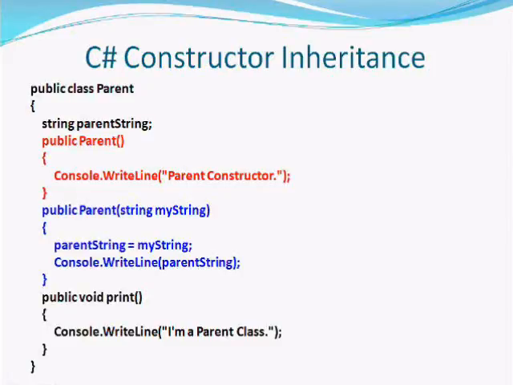C# constructor inheritance. In C#, it uses the base and this keywords to invoke each constructor in the base and derived classes. Base classes are automatically instantiated before derived classes. In this example, the parent class is the base class and it has two constructors. The first one has no parameters and the second one has a string parameter.